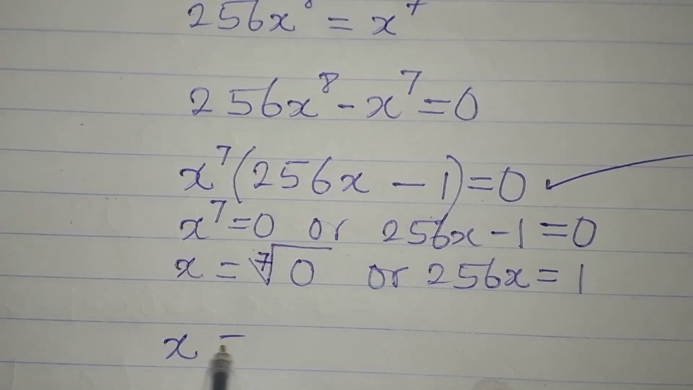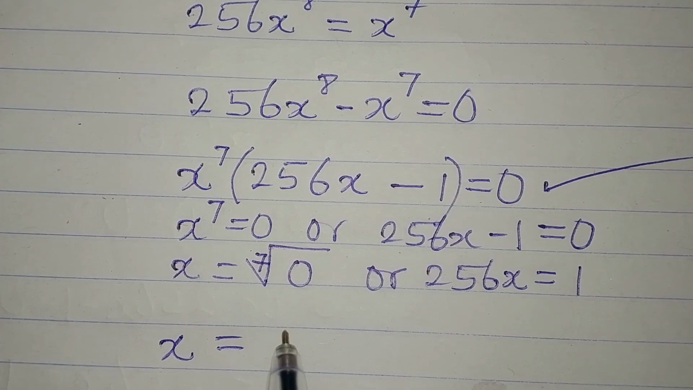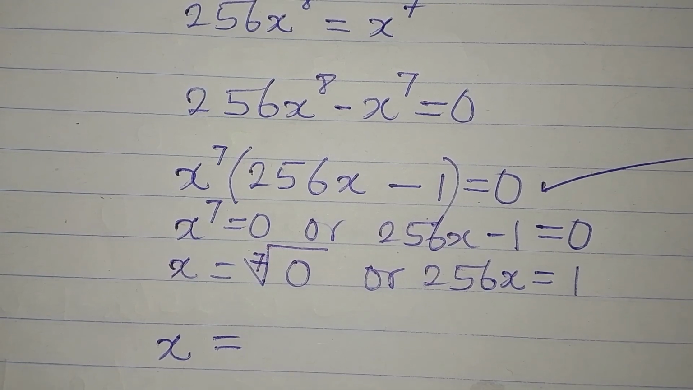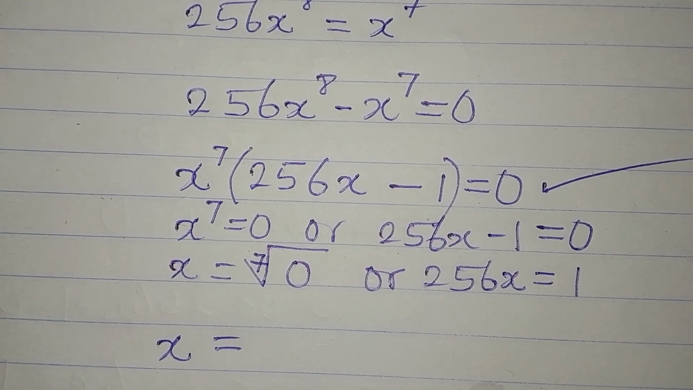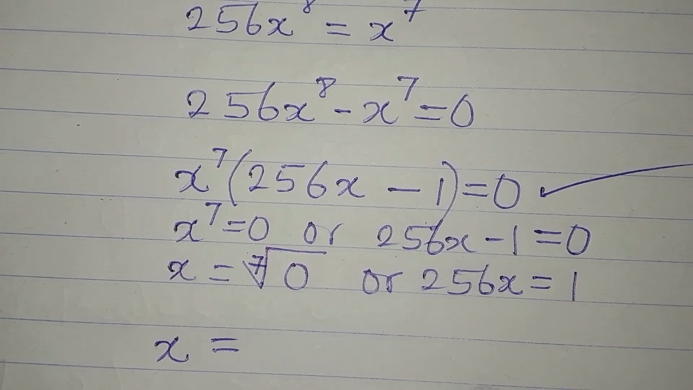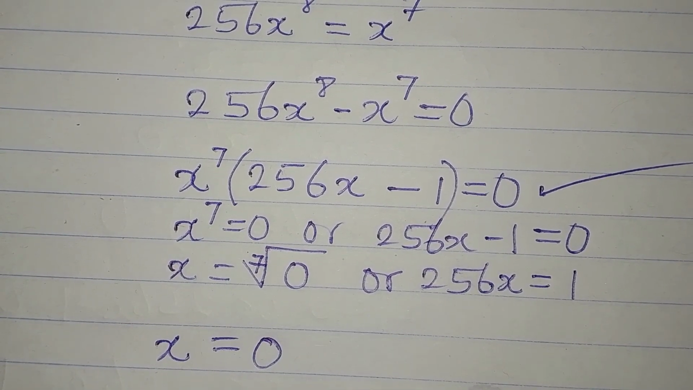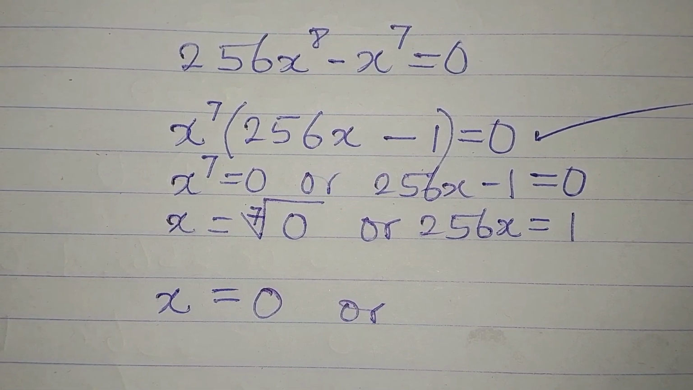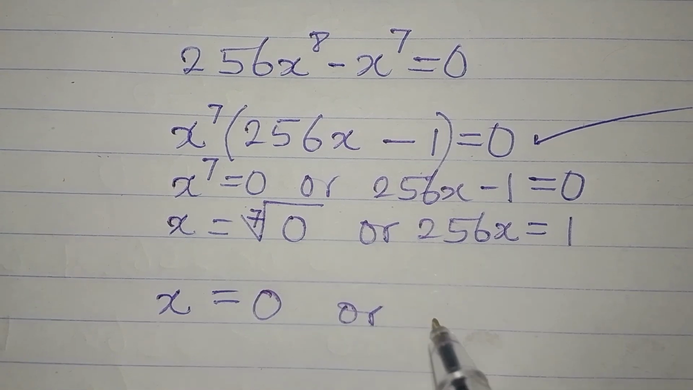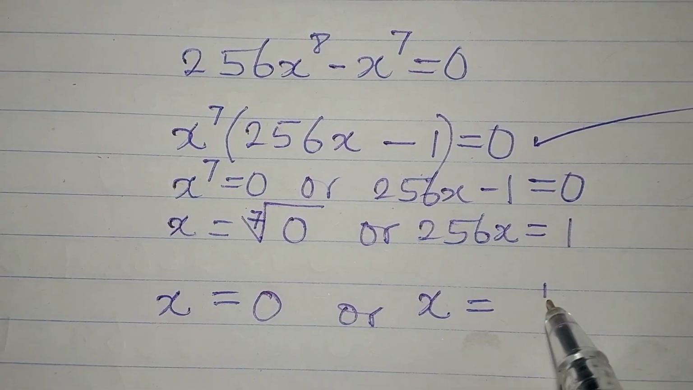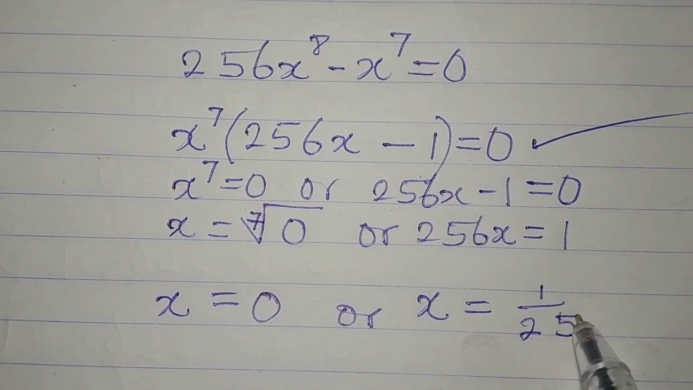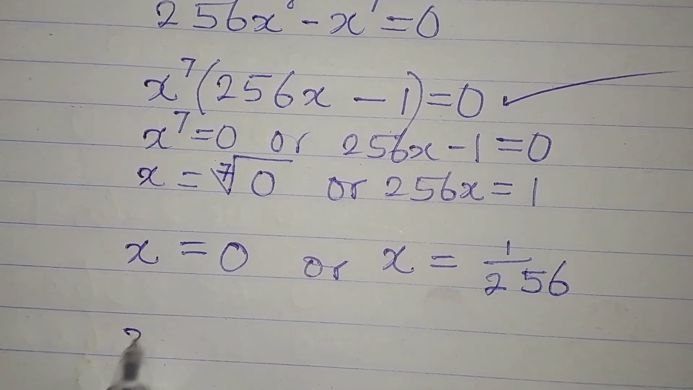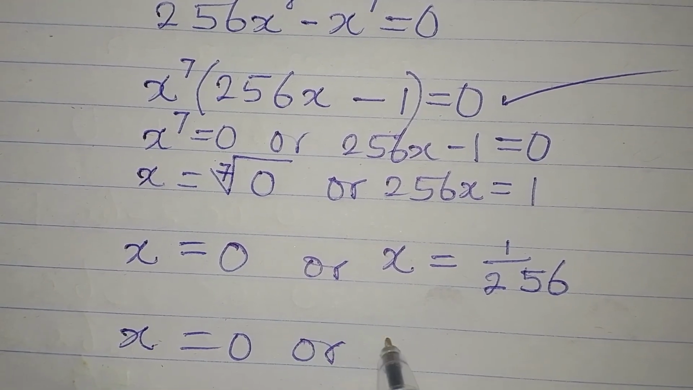Okay, so x is equal to, hope you know what 7th root of 0 means. What same number do you multiply by itself in 7 places to get 0? It has to be 0, right? 0 times 0 times 0 times 0 times 0 will give 0. So we're having 0 here. Or on this side, we divide both sides by the coefficient of x, which is 256. So our x will be free, and it will be 1 over 256. So from here we have the two values of x, saying that x is equal to 0 or 1 over 256.